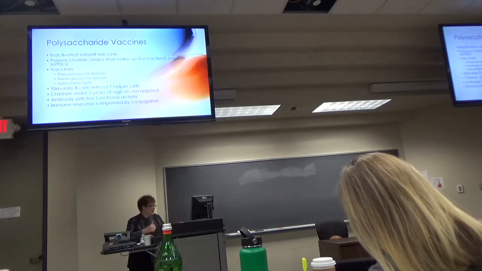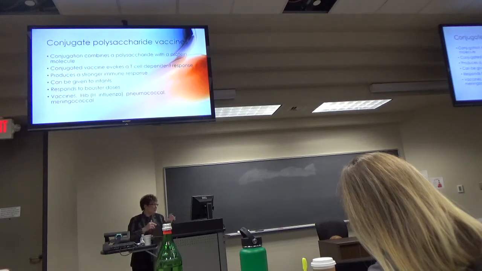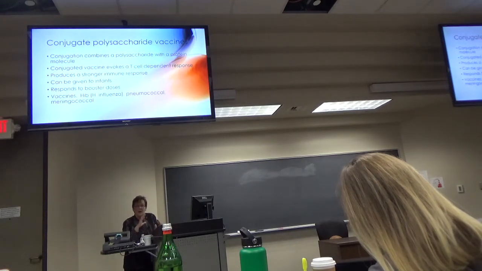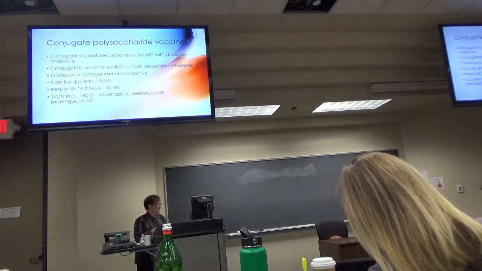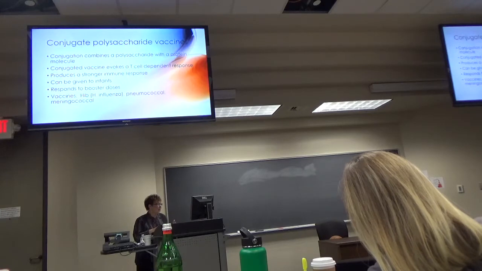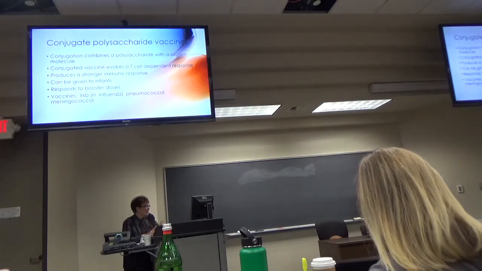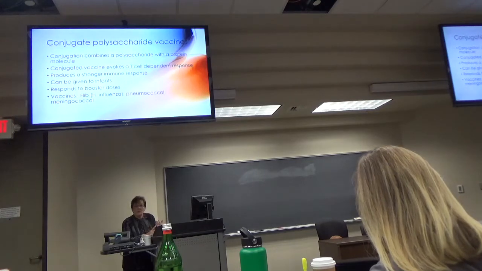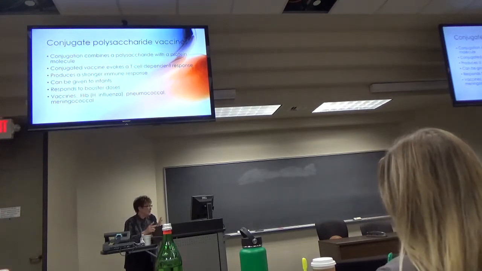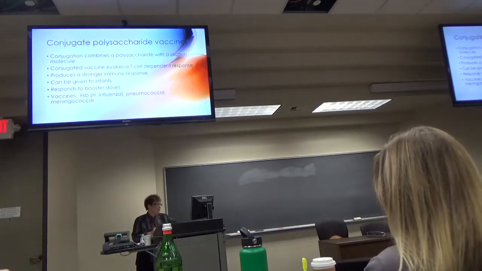So what they did is change those. They have found that if they conjugate them, they are more effective, and they can be given to kids under 2. They do need booster vaccines. So the boosters. HIB, which was the first one that came out, first conjugated, the pneumococcal and the meningococcal.